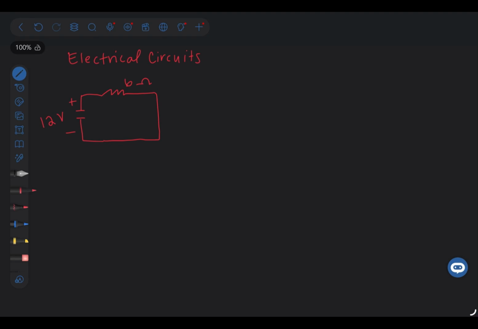First we have the voltage, which is basically just the force to move the electrons, because they're moving this way throughout the circuit, and it is measured in volts, just V.